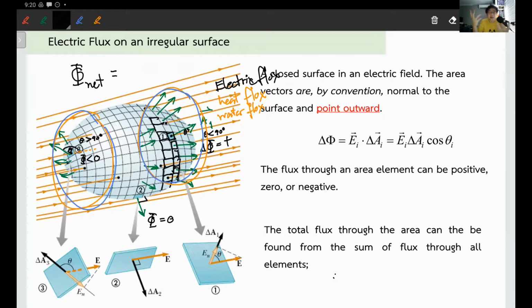I mean, net flux, sorry. Net electric flux is 0. So nothing in there. In equals out.